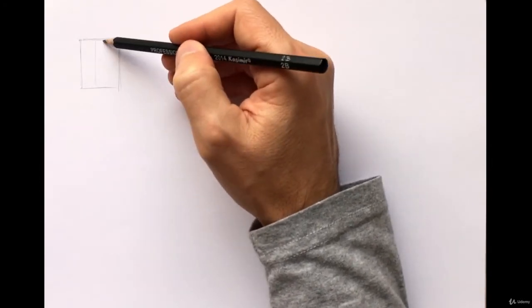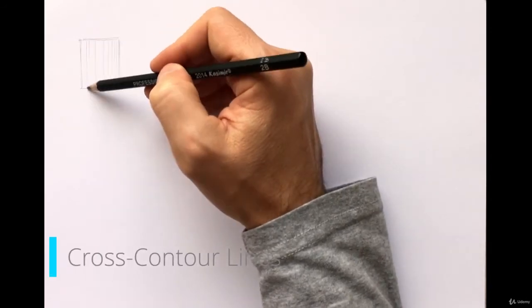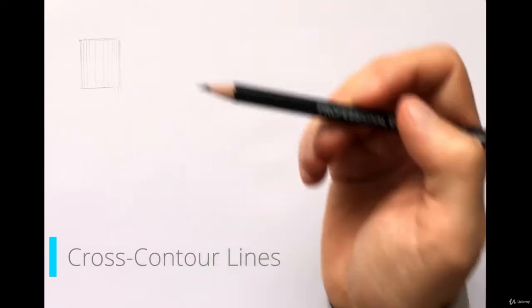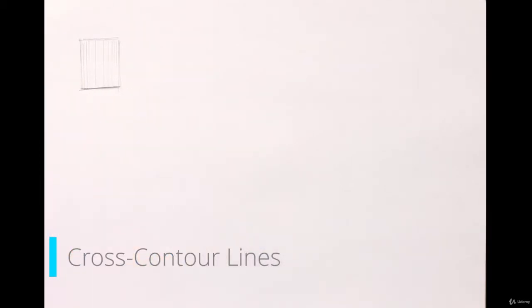I draw some lines marking the volume of the cylinder. These are called cross-contour lines. You can use cross-contour lines in your sketches to make it more readable to the viewer. Now let's change the viewing angle slightly.